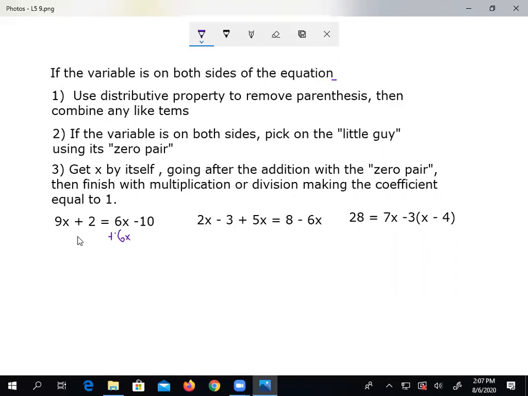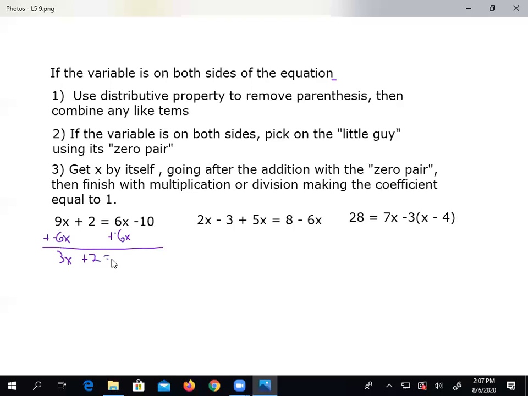And since its like term is the 9x, I'm going to put it underneath its like term and put the negative 6x underneath the 9x. So then I draw my little line and bring down my new equation. Remember, when you have like terms, you just focus on the coefficients. So a 9 and a negative 6 would be a 3, so it's going to be 3x. And then the plus 2 comes down.